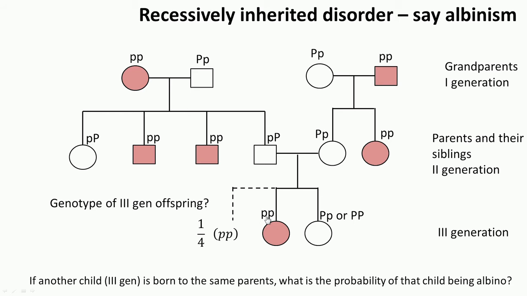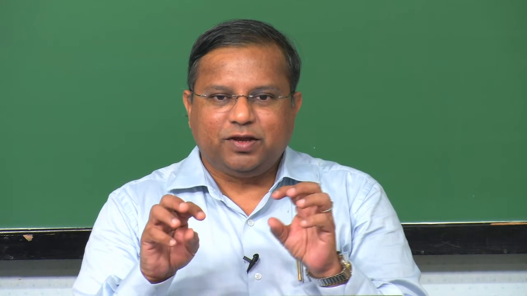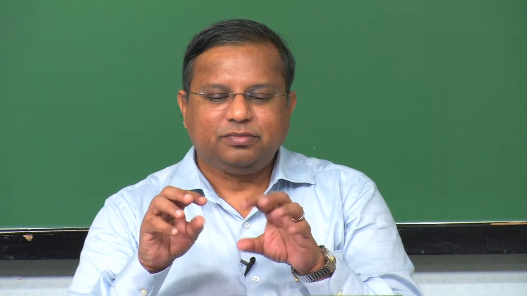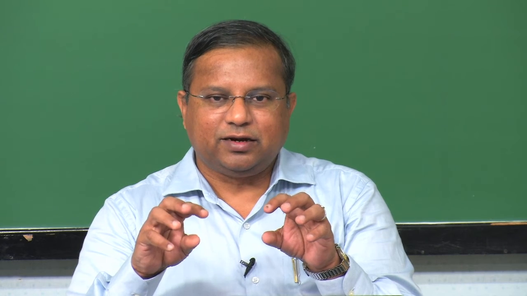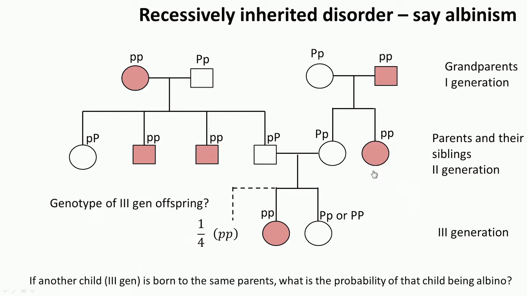Okay. So this is a lot of information that we can gather just by looking at the various relationships between people and their observed characters. And we have guessed the genotypes, or deduced the genotypes, that is the best way to say it, given that albinism is a recessively inherited disorder.